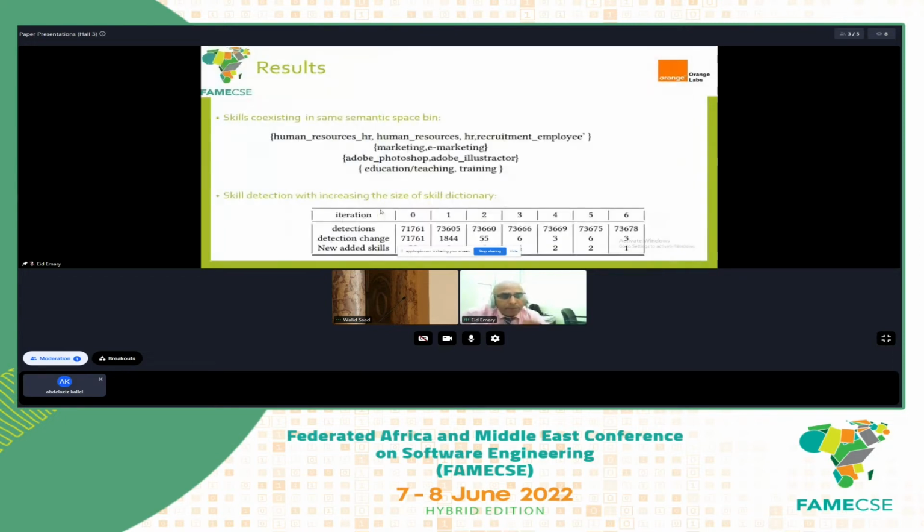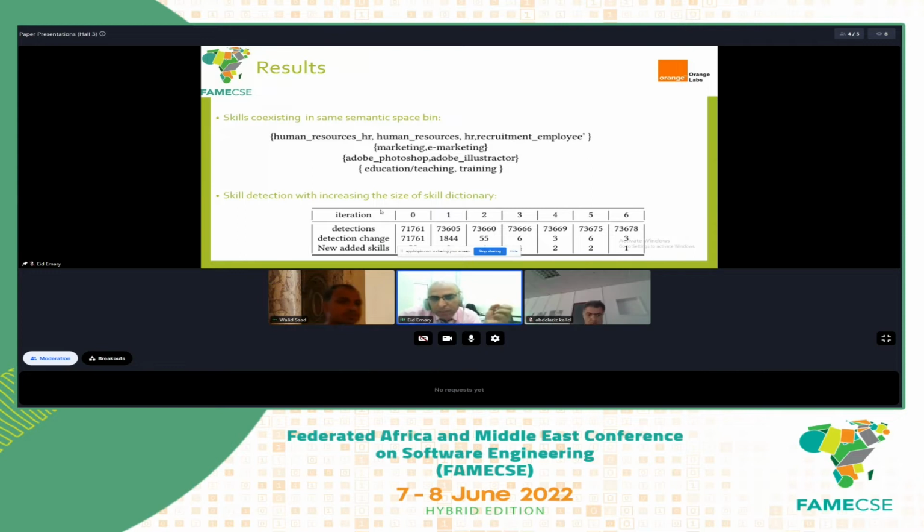Here are some of the skills that exist in the same bin, as I highlighted. So human resource, HR, based on our model, are the same as human resource, the same as HR, the same as recruitment, employee, and so on. The same for marketing and e-marketing, since some companies mention it as marketing or e-marketing. Adobe Photoshop and Adobe Illustrator are also very close in the semantic space.